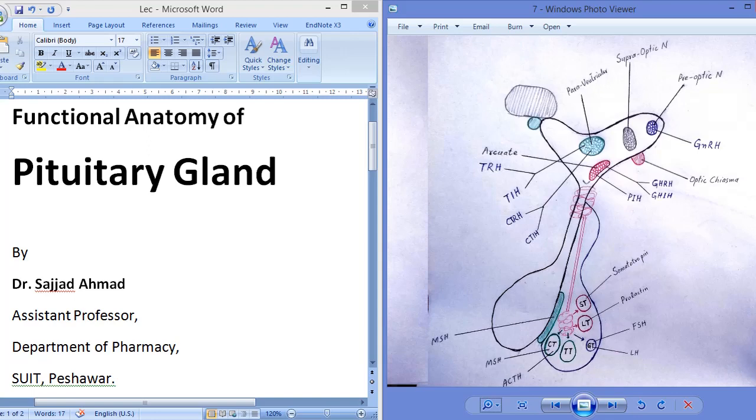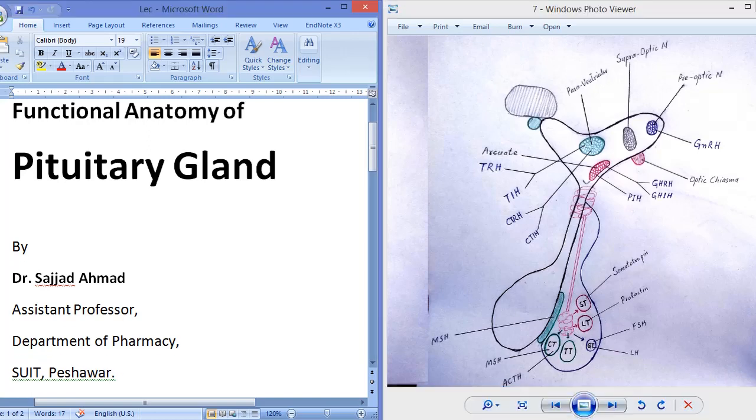Bismillahirrahmanirrahim. Today we are going to learn about the functional anatomy of pituitary gland. Pituitary gland is the master gland of the body which controls the development of the body, homeostasis in the body, and metabolism inside the body.